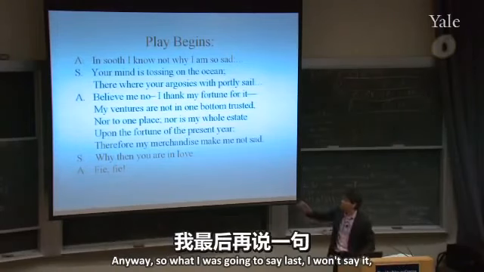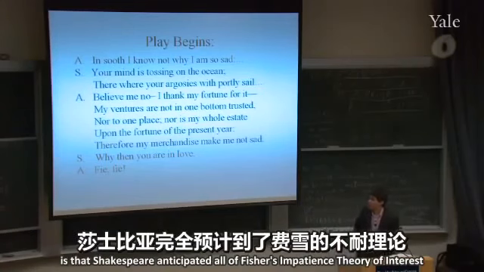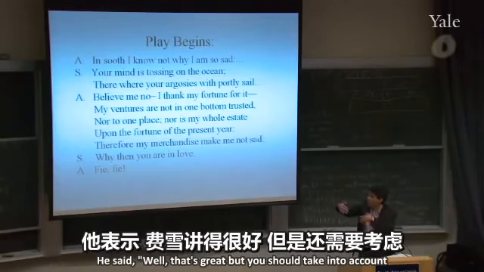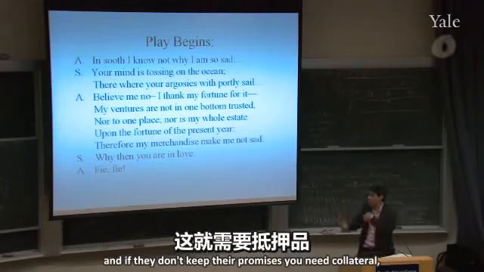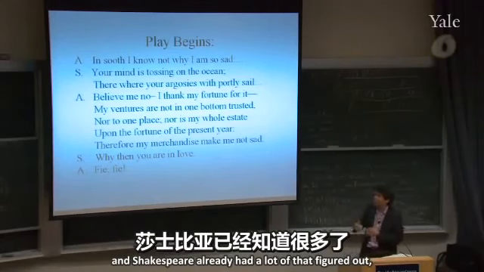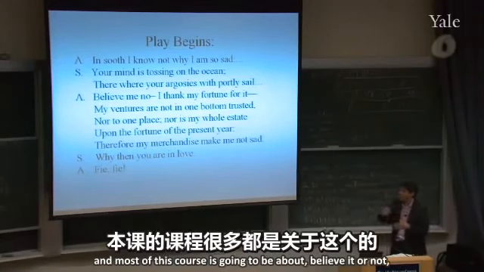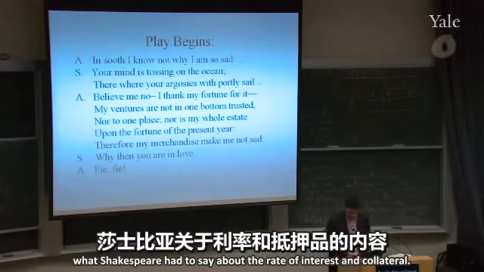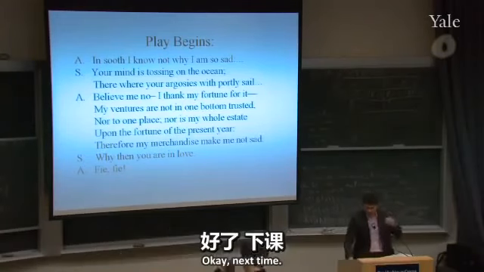Anyway, what I was going to say last is that Shakespeare anticipated all of Fisher's impatience theory of interest and went a step further. He said, well, that's great, but you should take into account that people won't keep their promises. And if they don't keep their promises, you need collateral. And if you need collateral, that's going to change a lot of stuff. And Shakespeare already had a lot of that figured out. Most of this course is going to be about, believe it or not, what Shakespeare had to say about the rate of interest and collateral. Okay, next time.